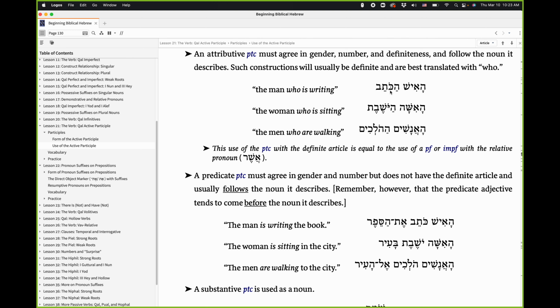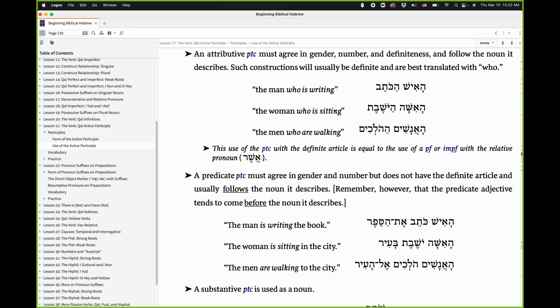Now, the rule really is that the participle agrees with the noun, so that if they both lack the article, then that is also probably going to be attributive. Furthermore, when the participle or adjective comes after its noun, it tends to be attributive. Okay, so those are different clues to help you translate.